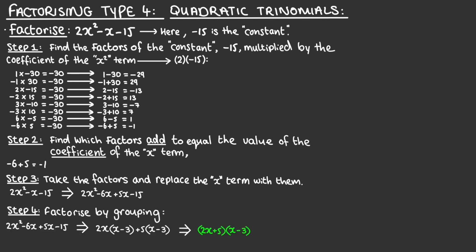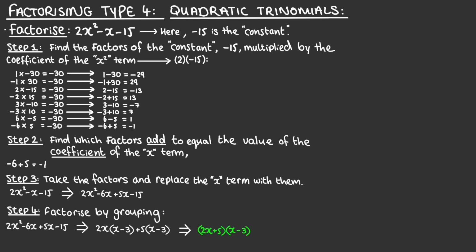From this point on, we then have to factorize by grouping. If you don't know how to do this yet, you can watch my previous video where I cover this in detail. So we take 2x as the highest common factor of 2x squared and minus 6x. And 5 as the highest common factor of 5x and minus 15. Then rearranging our grouped expression, we end up with 2x plus 5 multiplied by x minus 3. And this is our answer.